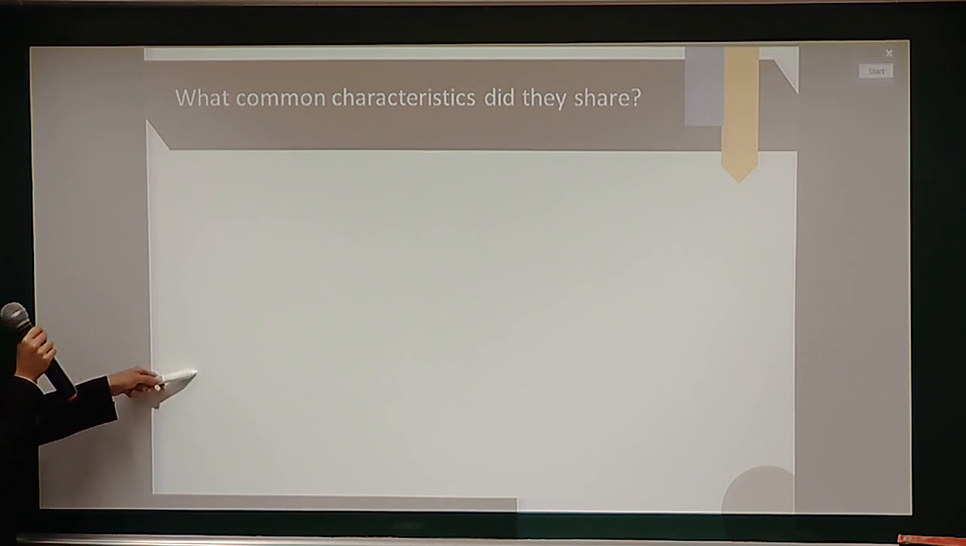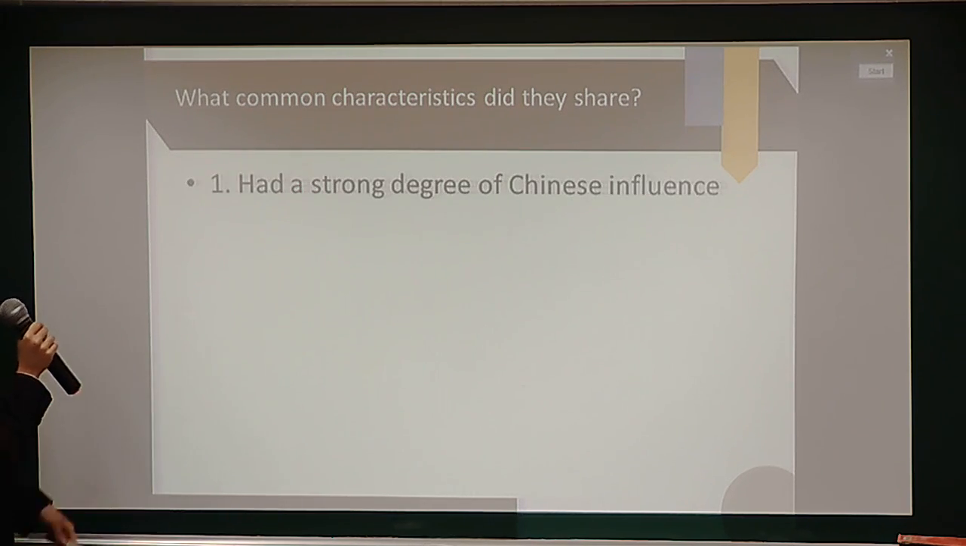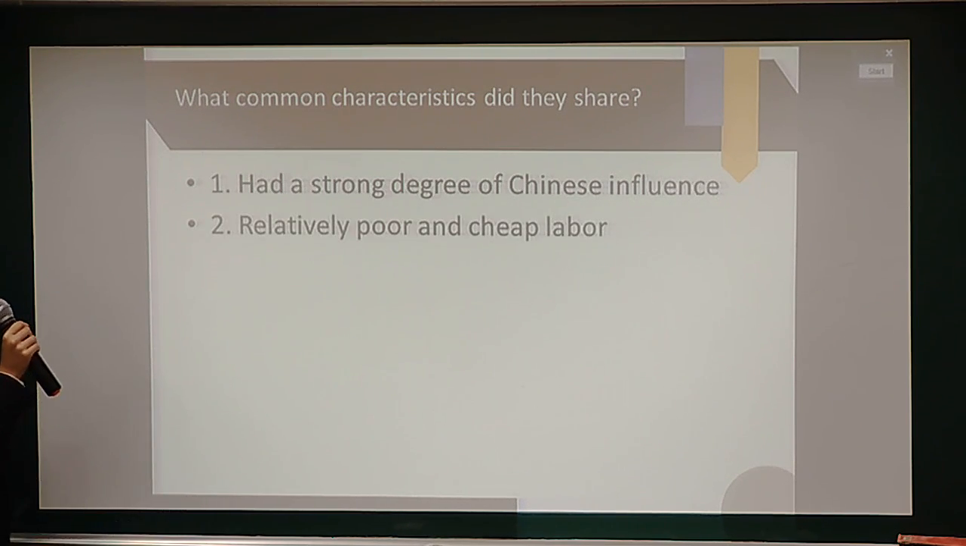The first one is that they had a strong degree of Chinese influence. And how is the Chinese influence? It can be divided into three parts. The first is hard work, loyalty, and stability. And second, they had relatively poor, cheap laborers.